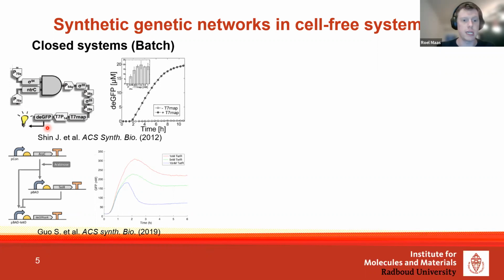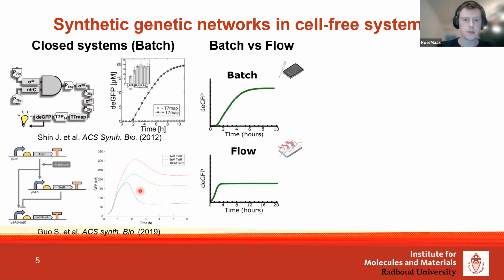to shut down expression when we don't need it anymore. For example, this was studied in the group of Richard Murray, where they looked at an incoherent feed-forward loop, which has direct activation, but also a delayed negative feedback loop. And there they showed this pulse-like response in a closed batch system, which you would expect for an incoherent feed-forward loop kind of system.